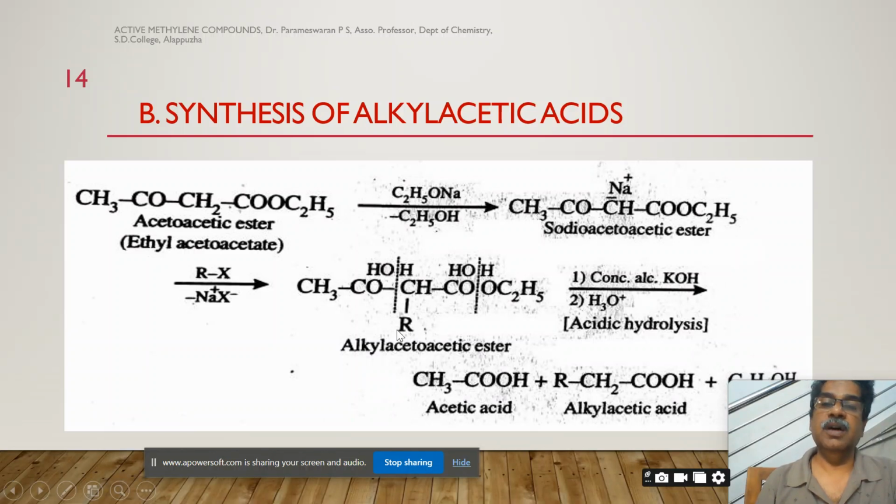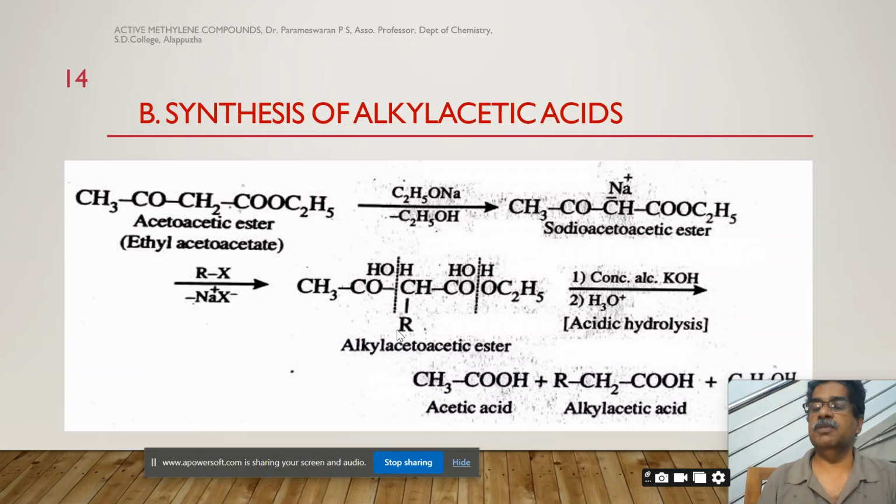RCH2COOH. So R we can change to anything. We can replace it by CH3. If it is CH3, the product is propanoic acid, CH3CH2COOH. If it is C3H7, C3H7CH2COOH, that is pentanoic acid.